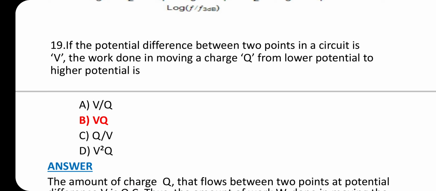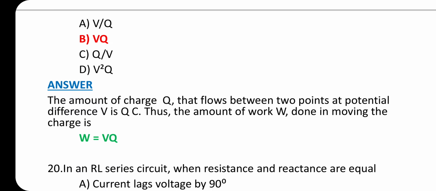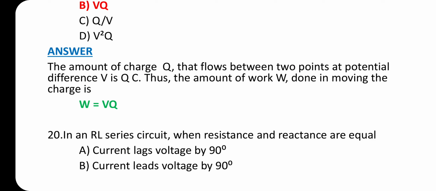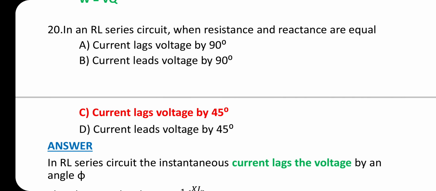Question number 19. If the potential difference between 2 points in a circuit is V, the work done in moving a charge Q from lower potential to higher potential is, answer is option B, VQ. The amount of charge Q that flows between 2 points at potential difference V is Q coulombs. Thus, the amount of work W done in moving the charge, W equal to VQ. The last question in this video is the 20th question.